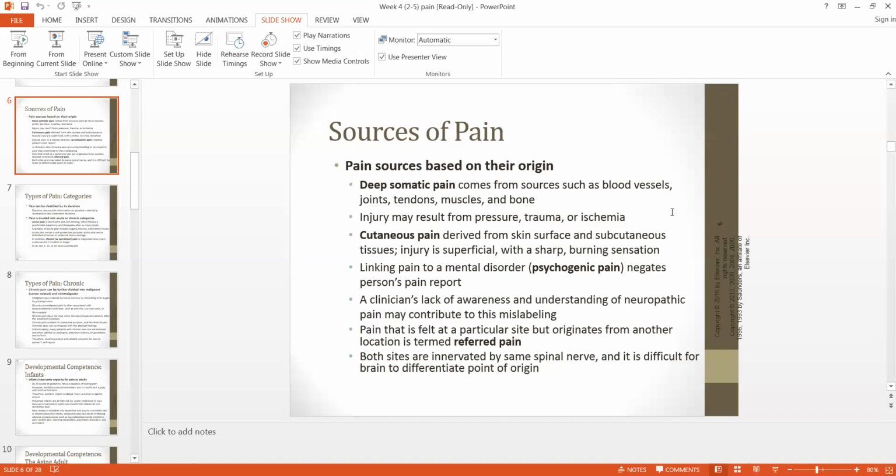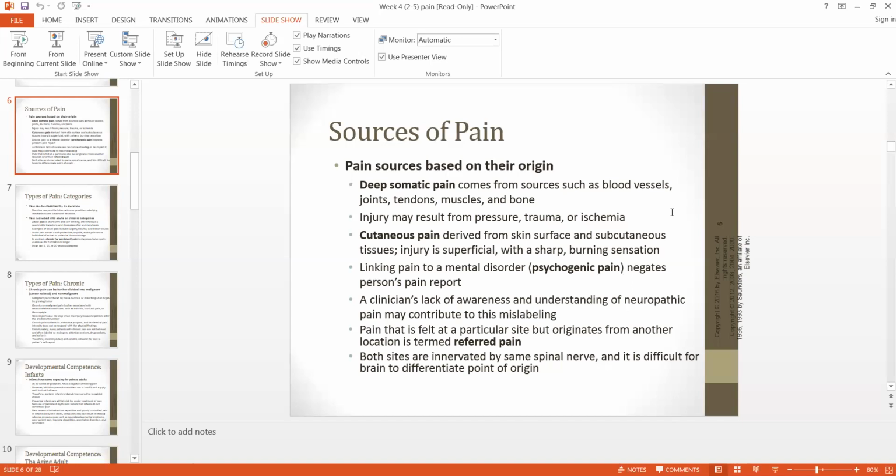Cutaneous pain from the skin surface and those subcutaneous tissues. It says the injury is superficial, and I think the best example of that is a sunburn with a sharp burning sensation. So a sunburn, a scrape, you're running and you fall and you scrape your knee, and that's very painful because our skin has so many nerve endings on it that it's not diffuse at all. They're very tightly packed, so one little nerve ending is going to hurt much less than a nerve ending the size of a 50-cent piece perhaps.